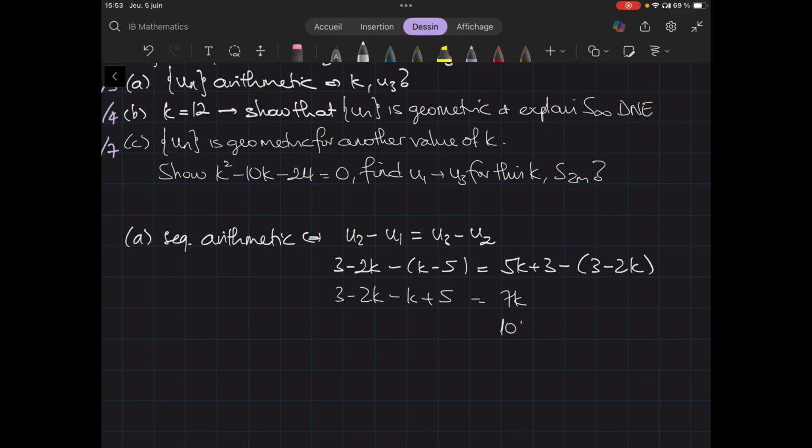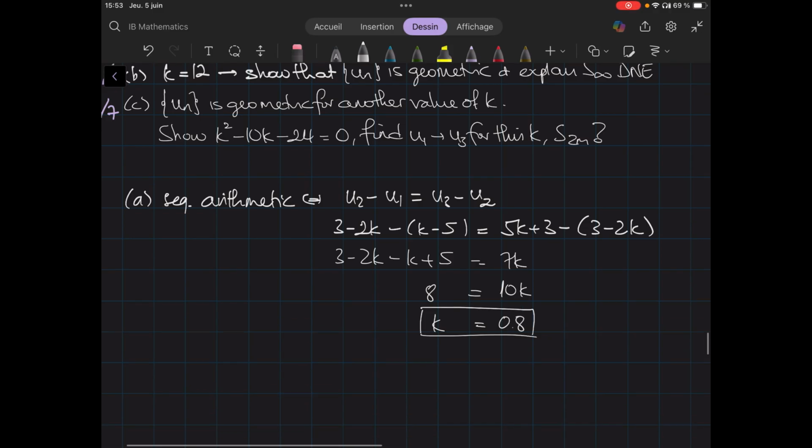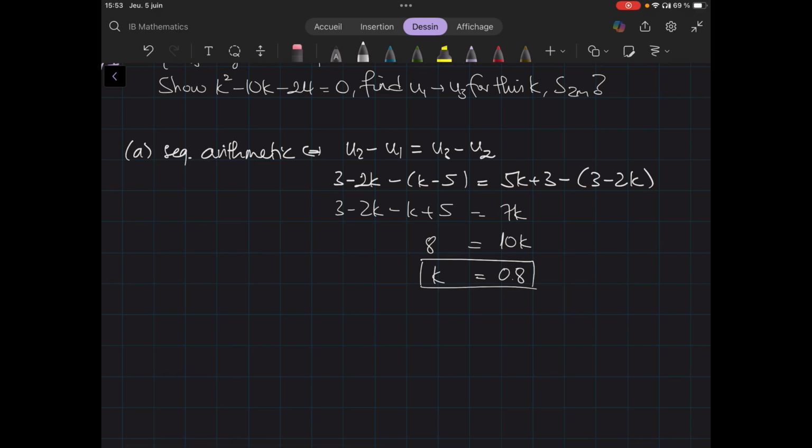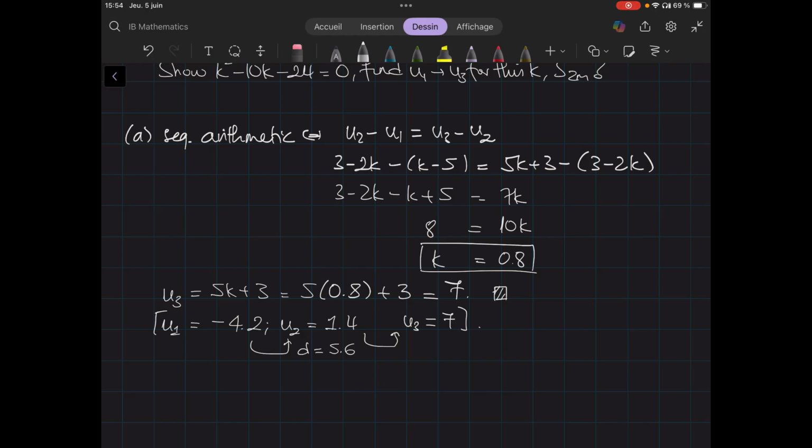k should be 0.8. Hence, find the value of U3. Okay, so U3 is 5k plus 3, or 5 times 0.8 plus 3, or 7. 5 marks.